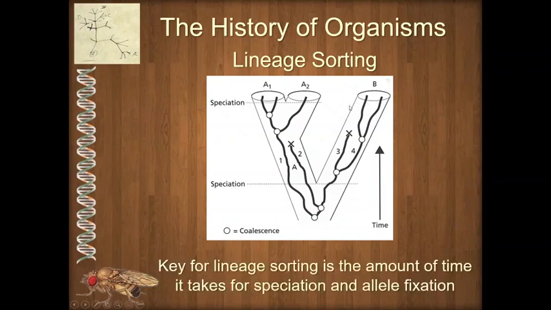Okay, but the lineage sorting, the key amount of time is how long it takes for speciation to occur and how long it takes coalescence or allele fixation. If speciation is fast and coalescence or allele fixation is slow, you'll get lots of lineage sorting, and that makes phylogenies difficult to figure out.